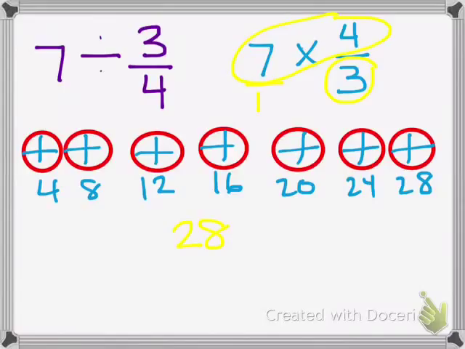So here's the 3. So I'm going to divide by 3, and 28/3, if I reduce it, 3 goes into 28, 3, 6, 9, 12, 15, 18, 21, 24, 27, 9 times, with 1 left over out of 3. And so 7 divided by 3/4 is 9 1/3.